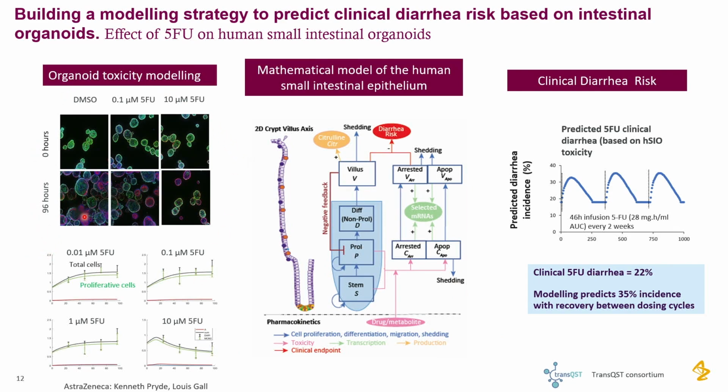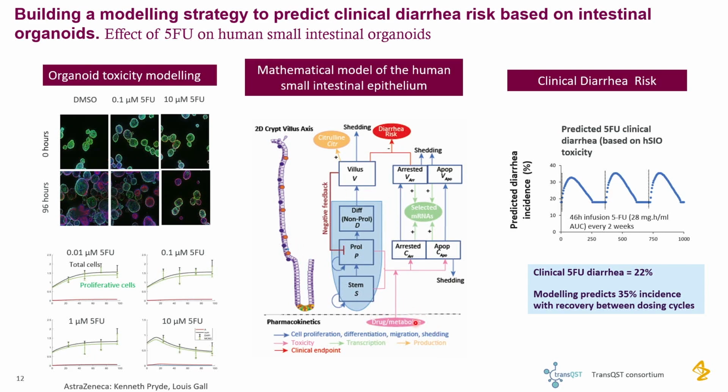We can dose with 5-FU, 5-fluorouracil, that is a common oncology treatment for cancer. And we have dosed the organoids with different concentrations. We measure the toxicity in intestinal epithelial proliferative cells. And then we have a mathematical model of the human small intestinal epithelium. The model includes stem cells, proliferative cells, differentiated cells, villus cells, and also a feedback from the villus to control proliferation that explains one of the behaviors of the crypt and the villus.